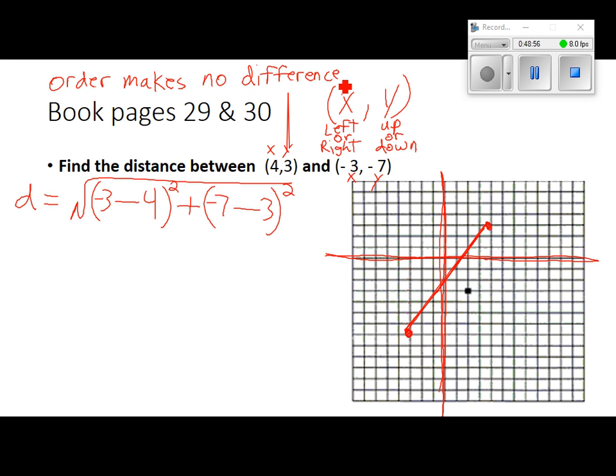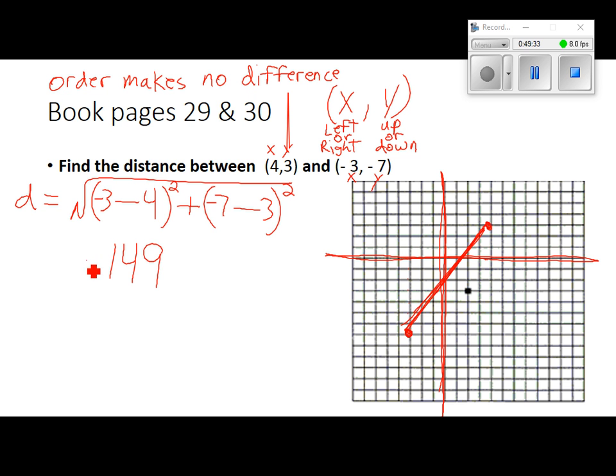Does everybody know where the squared button is on their calculator? Plus, parenthesis, negative 7 minus 3, close parenthesis, squared, sorry, not 2. My fault. And what'd that give you? 149. Everybody agree with that? Is that our answer? No. We're looking for the length of this segment. That segment's not 149 units long.